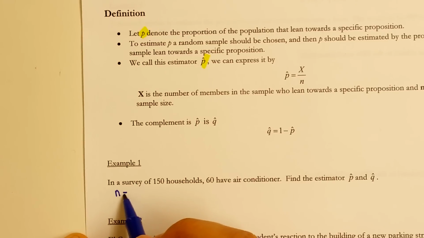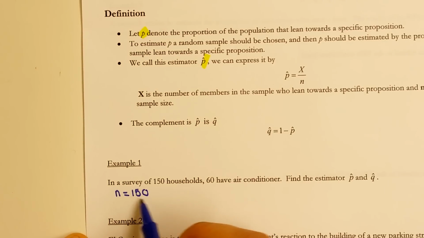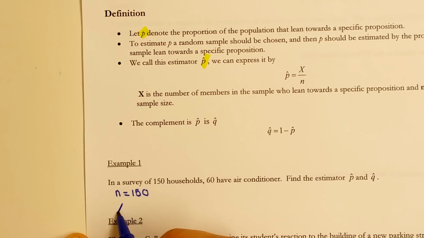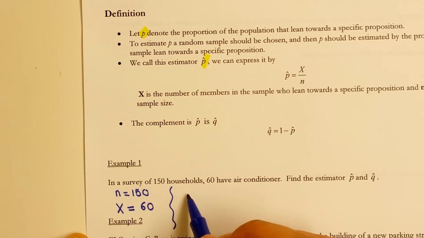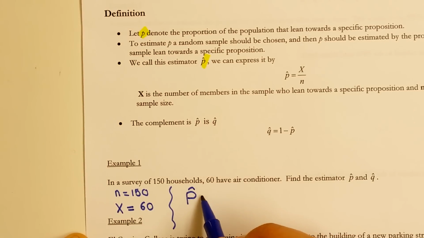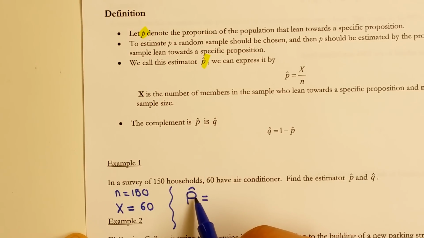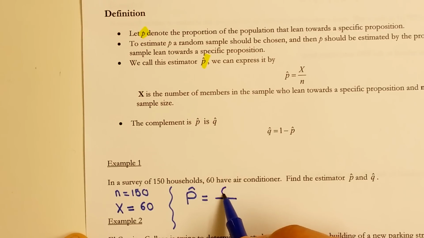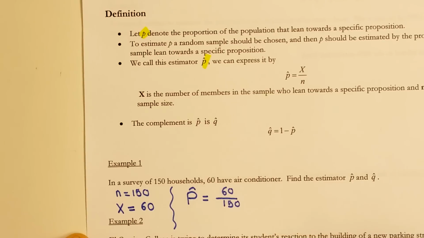So our sample size is 150 because we surveyed 150 households. The number of people that say yes, they have air conditioners, is 60. So our sample proportion, or the estimator for the population, which is p hat, is equal to the number of people who say yes over the sample size. So it's going to be 60 out of 150.